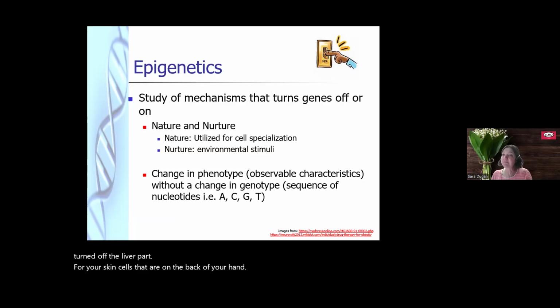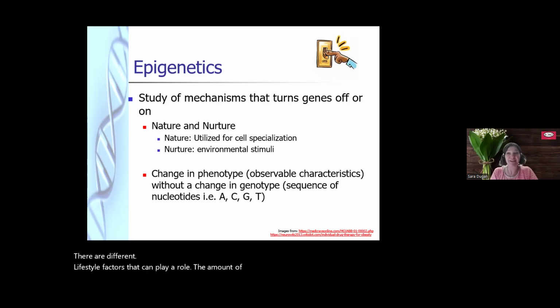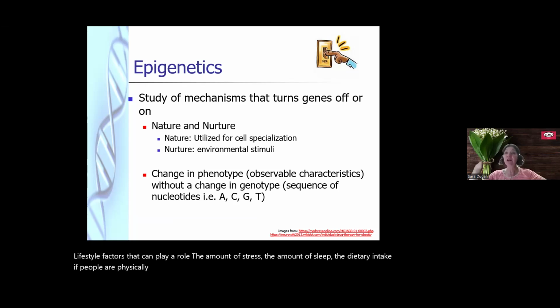But the environment can also do that. And it can do it in a number of different places. And we weren't quite ready for that because we kind of expected if we see the code, this is what's going to happen. And we've discovered that that's not always the case. There are different lifestyle factors that can play a role. The amount of stress, the amount of sleep, the dietary intake, if people are physically active, things like meditation and prayer, all can have an impact on how much different genes are turned on or turned off.